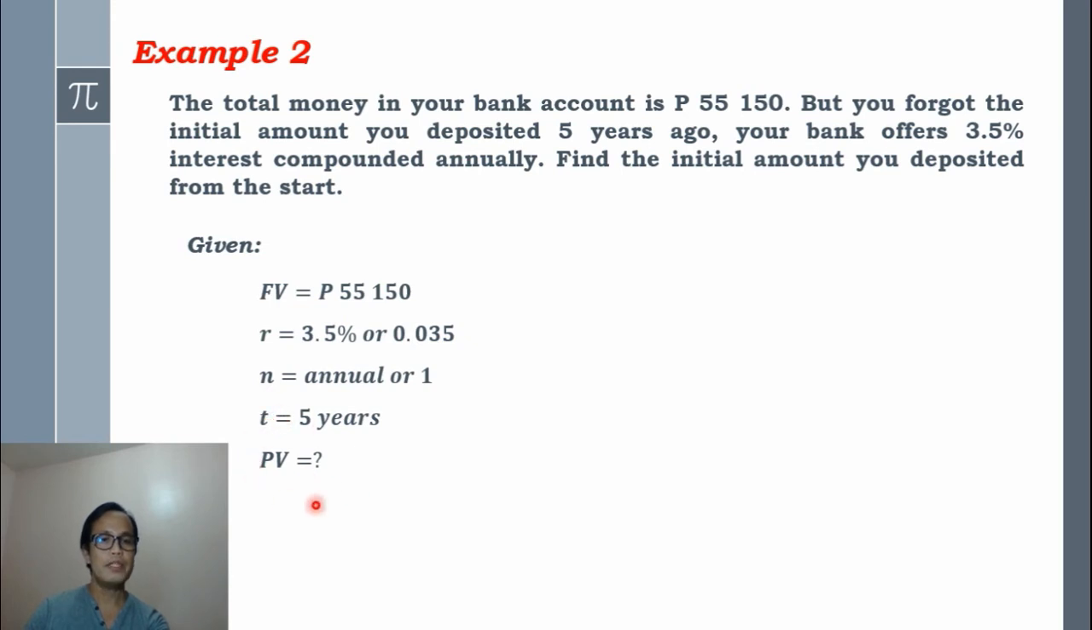Since we have to solve for the present value and the number of compounding periods is 1, we will be using this formula. As you can see, we do not have the n here because this is supposed to be r over n. But our n here is 1, so that means r over 1. r over 1 is the same as r. The same also with t. This is nt. 1 times t is the same as t. That's why we do not have the n anymore here. So we substitute these values to the formula. Our future value is 55,150.